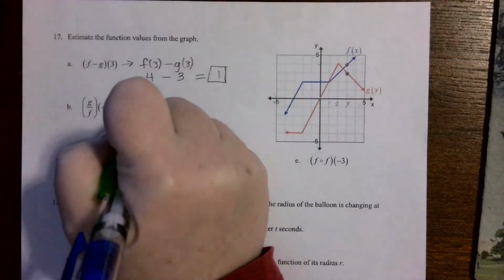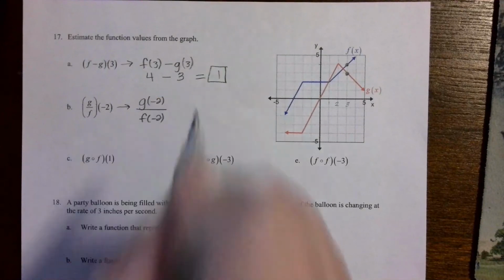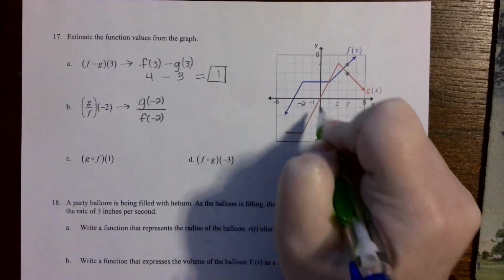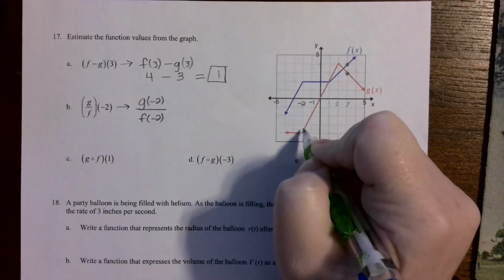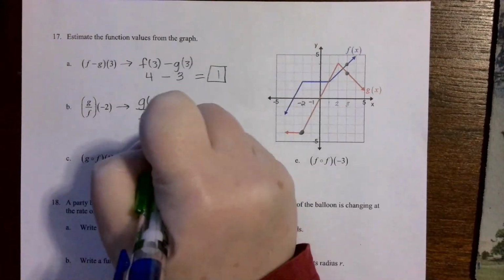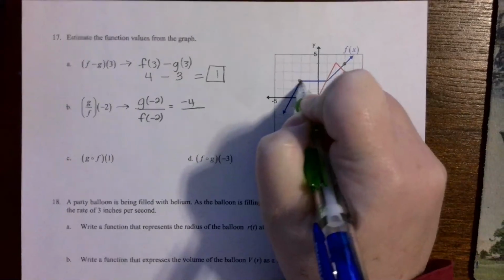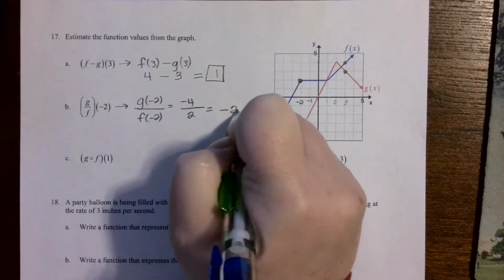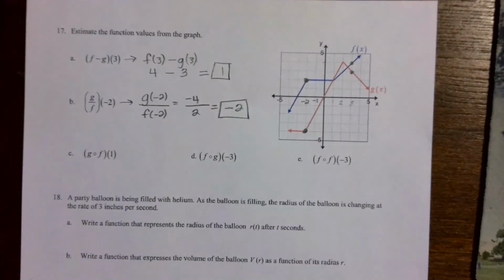This is going to be g of negative 2 over f of negative 2. Here's where x is negative 2. So our g, that's our red one. So g at negative 2 is way down here at negative 4. f of negative 2 is up here. That's our blue one. That's at a positive 2. Negative 4 over positive 2 is a negative 2.